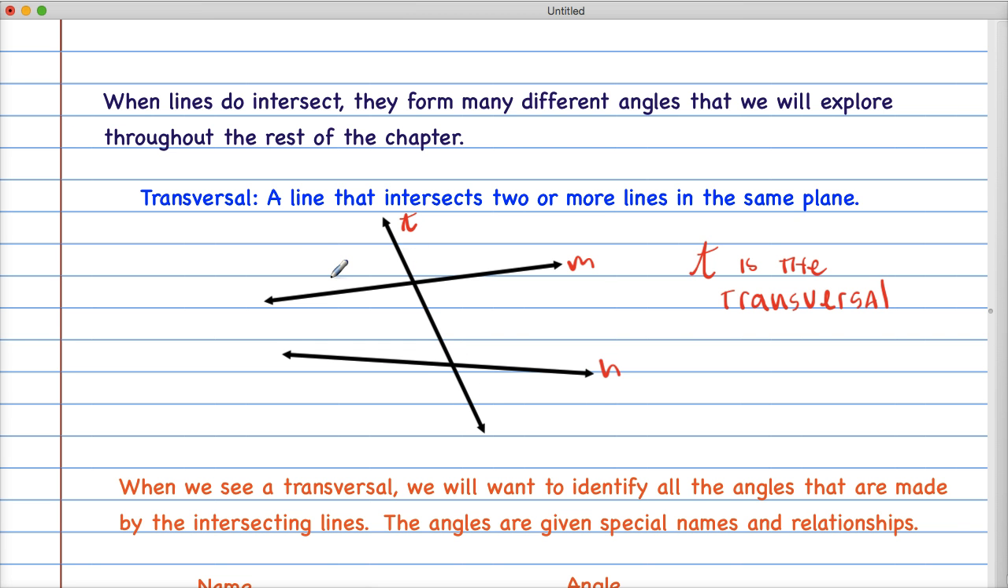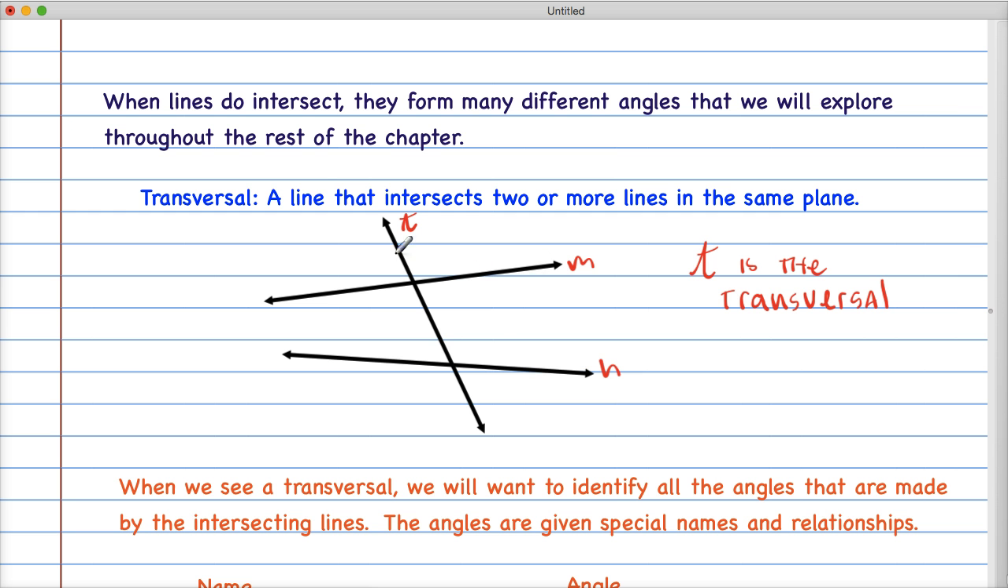Now, M and N would eventually intersect, right? Because if I extended this line off this way and this line off this way, they would cross each other over here. So even though they don't cross each other in the picture, that doesn't mean they're parallel. They would intersect over here. And technically M would then be a transversal for T and N. But in this picture here, we're just identifying T as the transversal because it's the one that intersects two or more lines in the same plane.